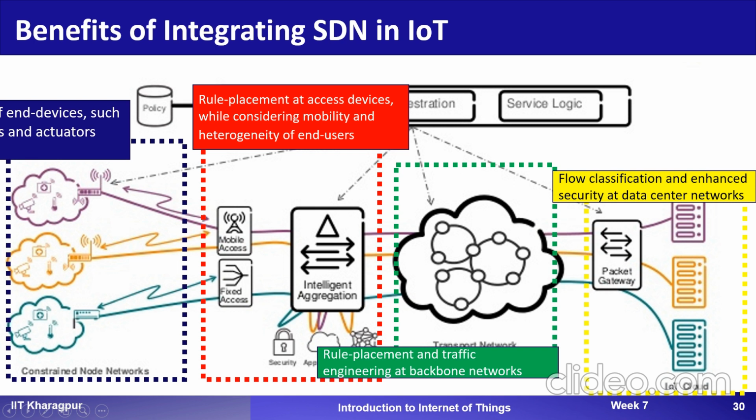Now at the second layer, that consists of your various kinds of mobile stations where intelligent aggregation is done, rule placement at the access devices can be done there. Third one, where the transport network is there in your traditional network, rule placement and traffic engineering at the backbone networks can be done, and flow classification and enhanced security at data centers can be done at your cloud.